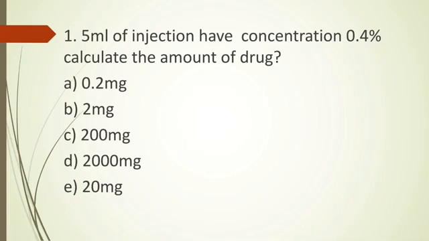Before that, once again I'm reading the question. 5 ml of injection has concentration 0.4%. Calculate the amount of drug. So here the percentage is 0.4% concentration. 0.4% concentration means 0.4 gram in 100 ml. So 0.4% means 0.4 gram in 100 ml of solution.